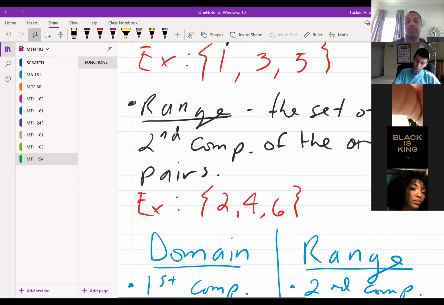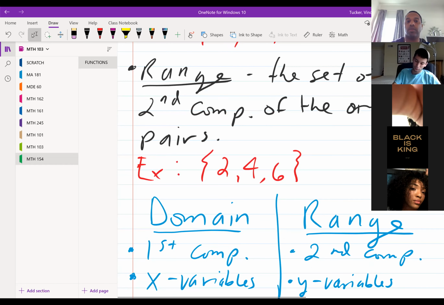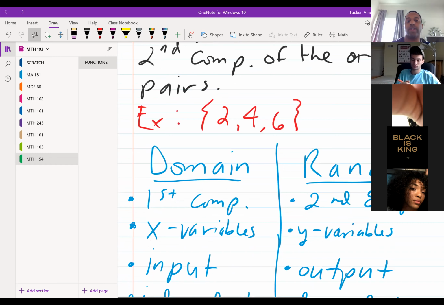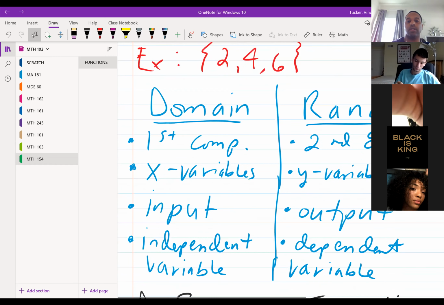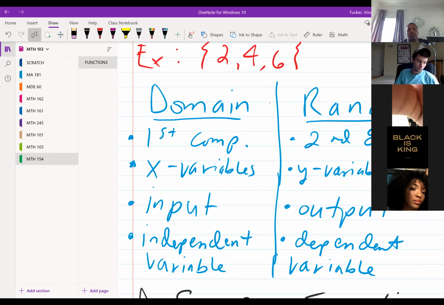All right. Just doing a head-to-head comparison of your domain and range. Your domain will be your first components, range second components, like we already mentioned. Domain are your X variables, range your Y variables. Domain is your input, range is your output. You plug in your domain values and get out your range values. And domain is independent while range is dependent.